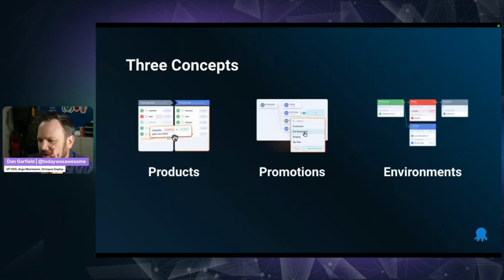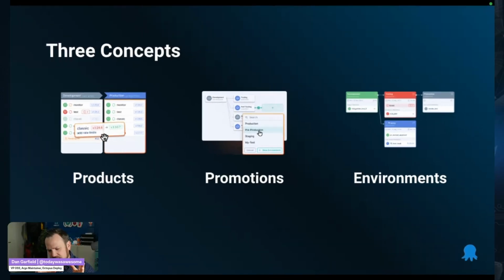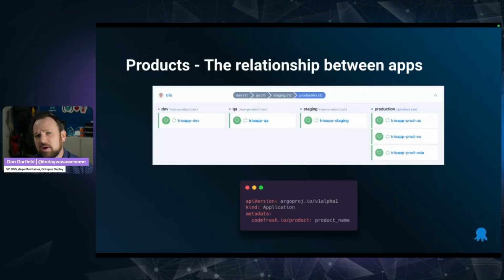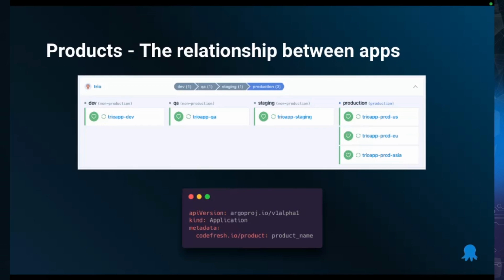So to tackle this problem of handling these promotions and following that kind of framework that we've just set, we have 3 concepts that we need to introduce, and these are CRDs. The first is products, the second is promotions, and the third is environments. So let's double click on each of those and make sure that they're super clear. So a product is the relationship between apps. So for example, here you can see there's a product called Trio, and it has 6 different apps associated with it. 1 in dev, 1 in QA, 1 in staging, and 3 in production.